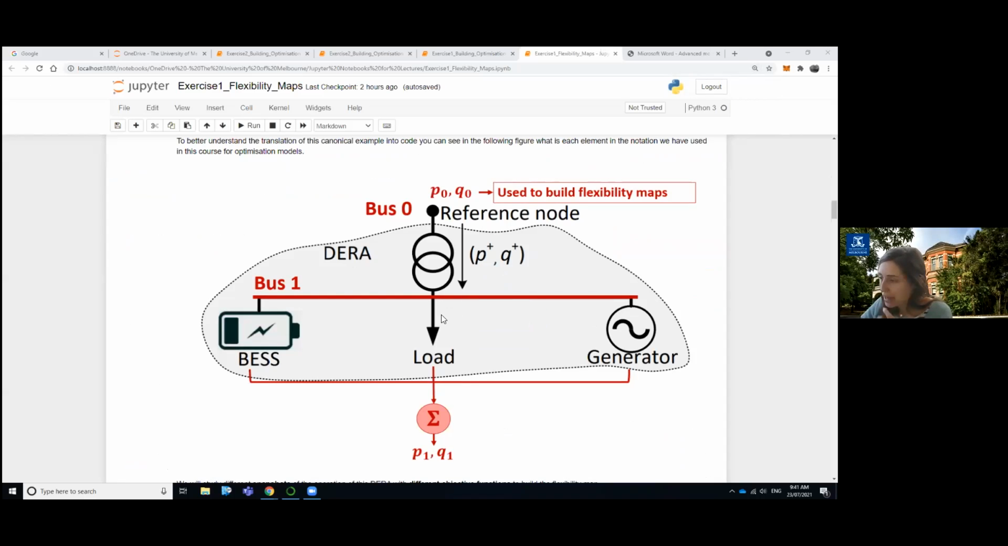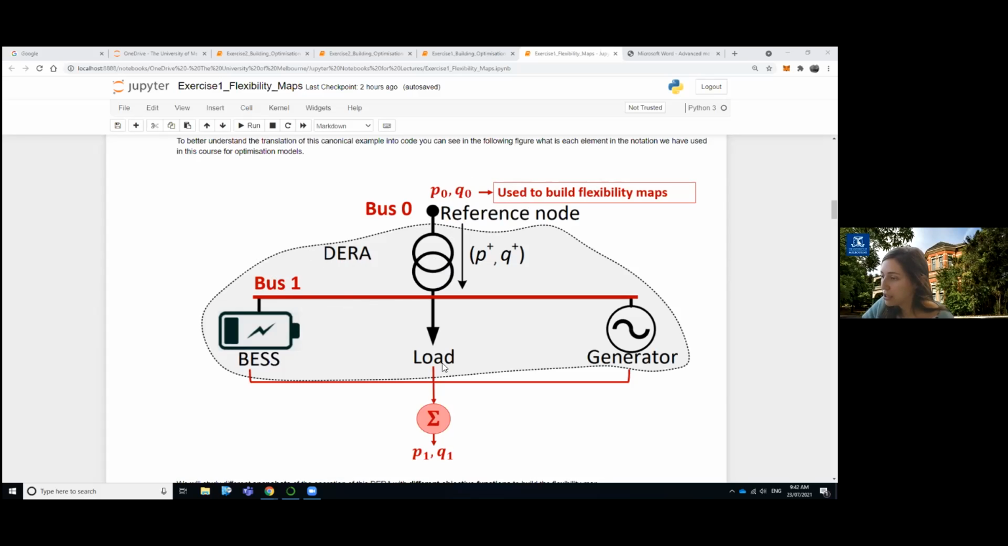If you remember the model that I presented for the ACOPF in day 2, this example is essentially the same. It's a 2-bus system. We have a reference node, that's the bus 0, and then we have bus 1. And P0 and Q0 are the values that we want to use to build the flexibility maps. So that way you can really relate what Stephen explained and this 2-bus example into how to actually get the operational flexibility of a distributed energy resource disaggregation.